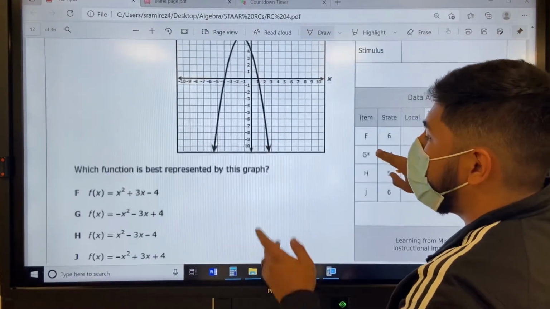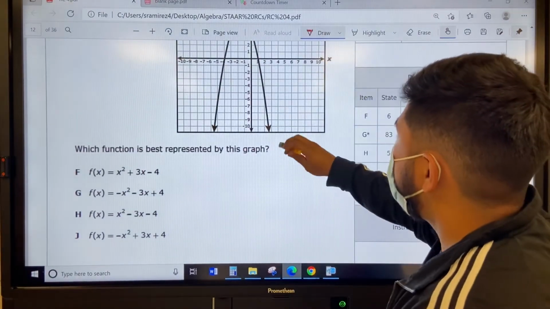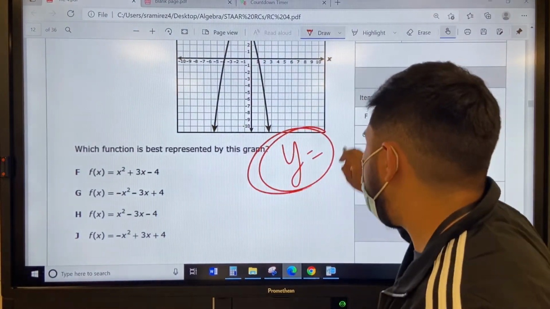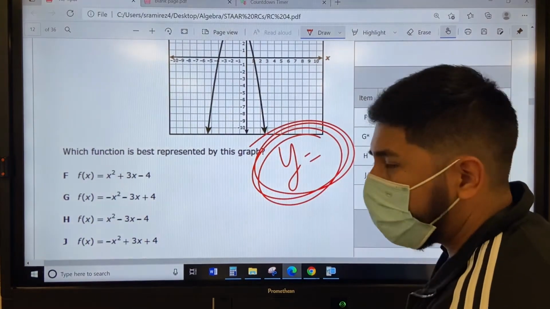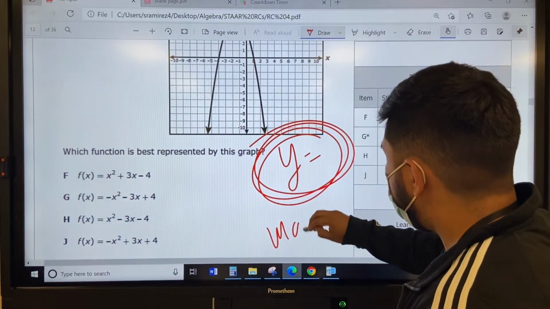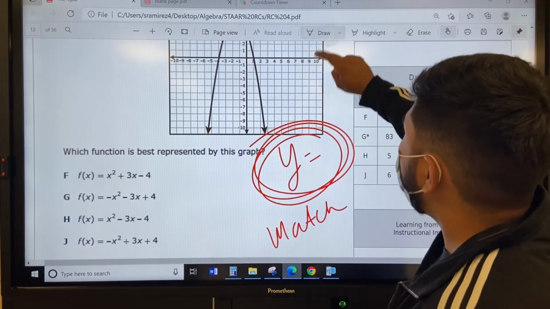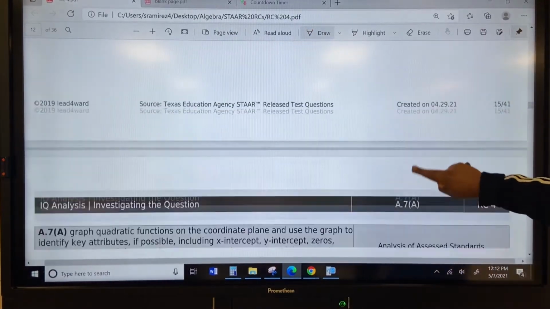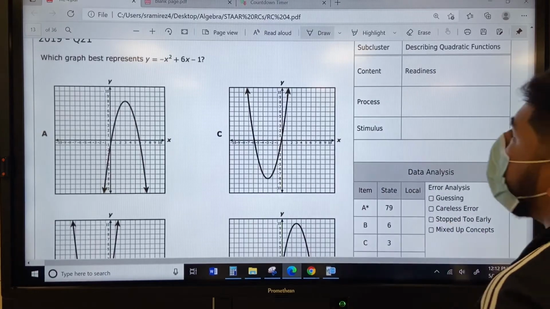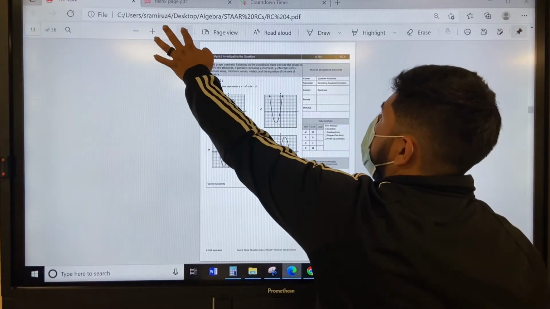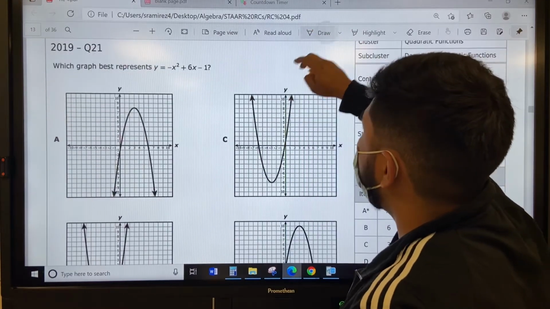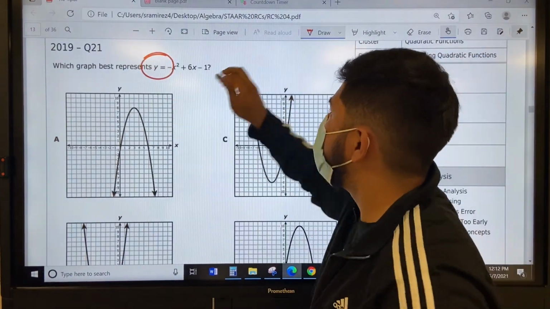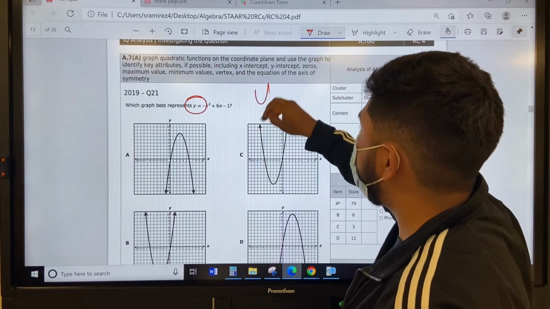Love it. Same thing here. We are y equals. Y equals is going to be our best friend for this test. Boom. Y equals, y equals, y equals.